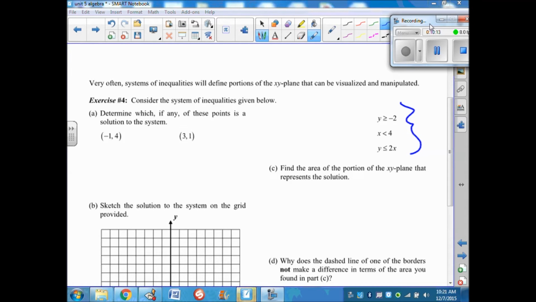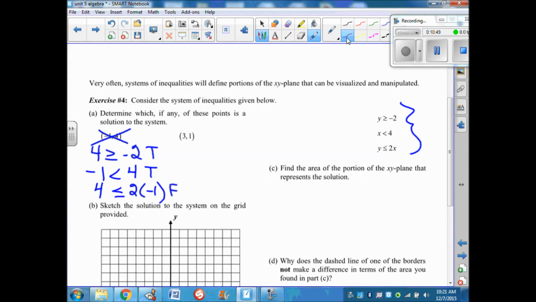So it says determine which, if any, of these points is a solution to the system. So you've got to go through that process of plugging in each one into all 3 of those inequalities. So is 4 greater than or equal to -2? That's true. Is -1 less than 4? That's true. So far, so good. And now is 4 less than or equal to 2 times -1? 4 less than or equal to -2? Well, that's false, so that's not going to be a solution to the system.